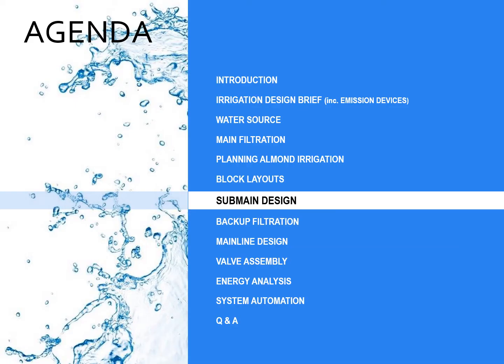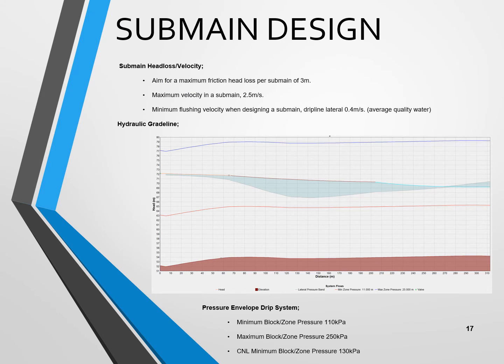Submain design. In submain design, submain head loss and velocity. Aim for a maximum friction head loss per submain of 3 meters. Maximum velocity in a submain, 2.5 meters a second. Minimum flushing velocity when designing a submain, and in the case of a drip line lateral, 0.4 meters per second for average quality water.